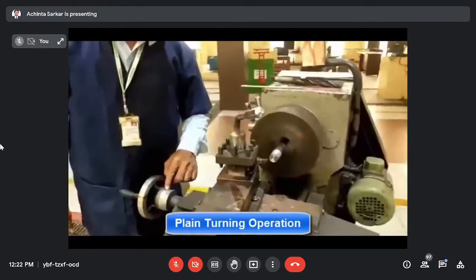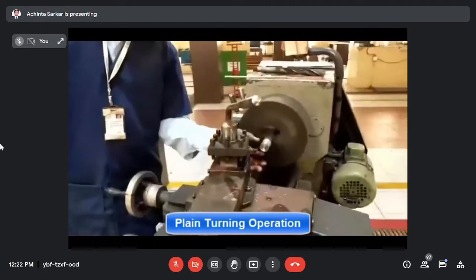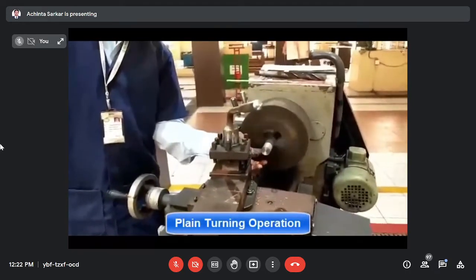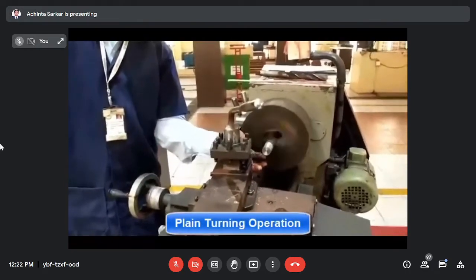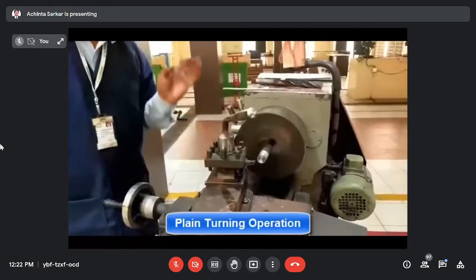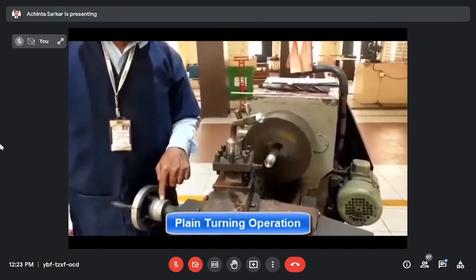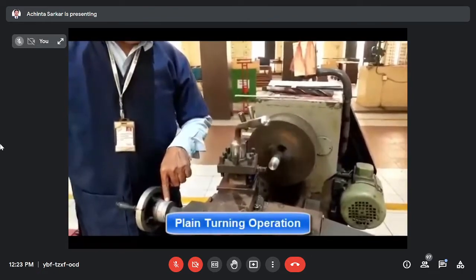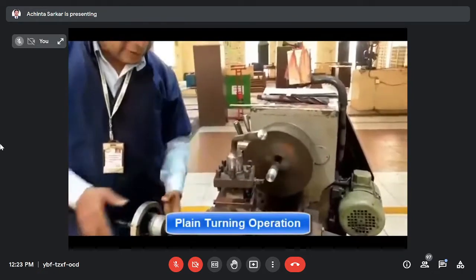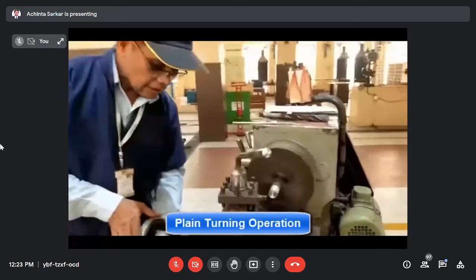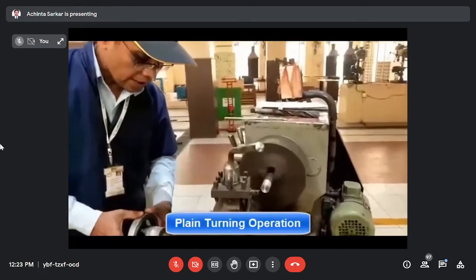So here is 88, next 15 divisions. Now the diameter is 42 mm. Before that 25 mm, now diameter 22 mm, and you have to do 19 mm. Again 15 divisions, you have to mark here. Now it was at 88, again 15 divisions, 103.